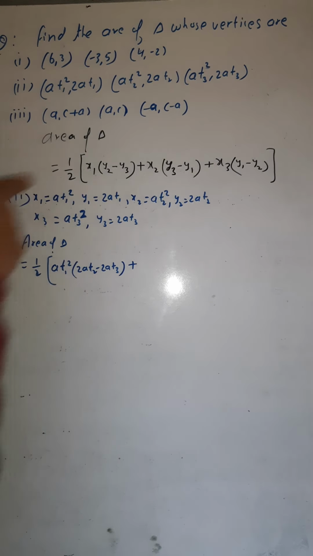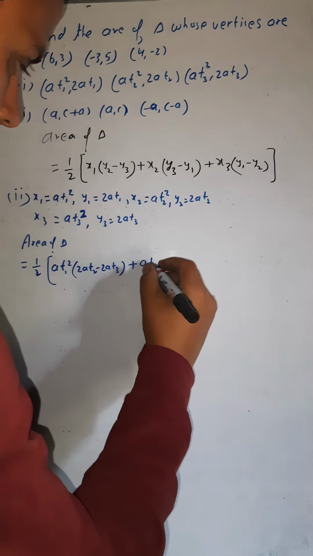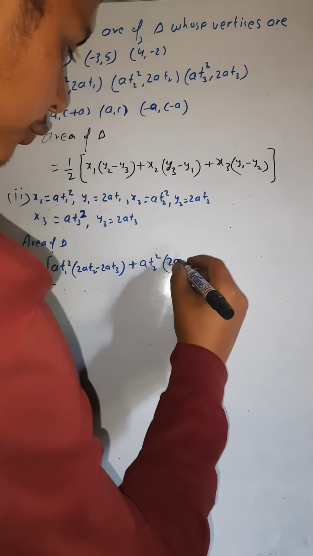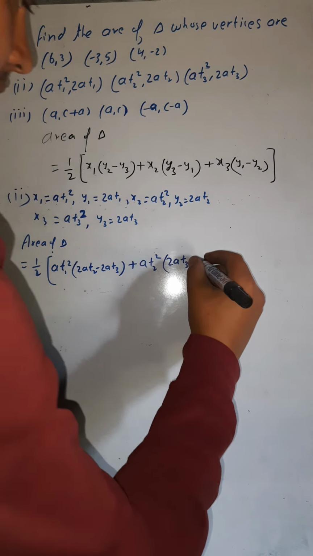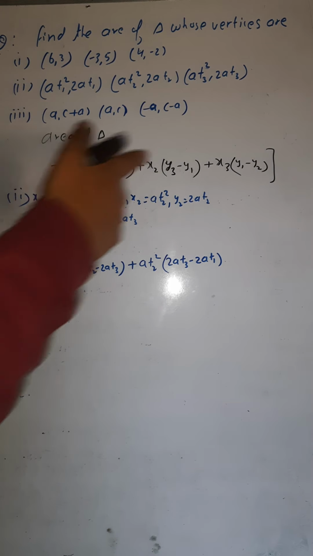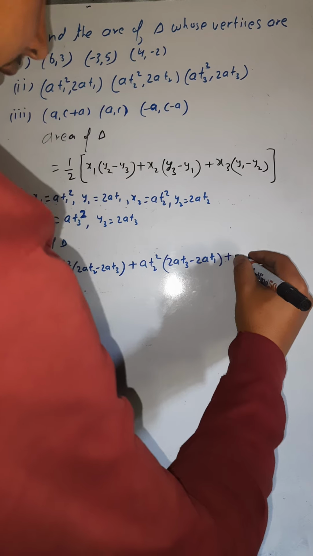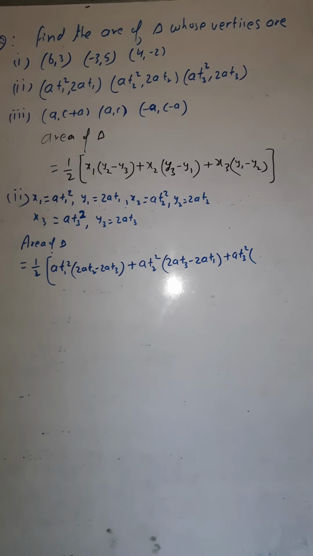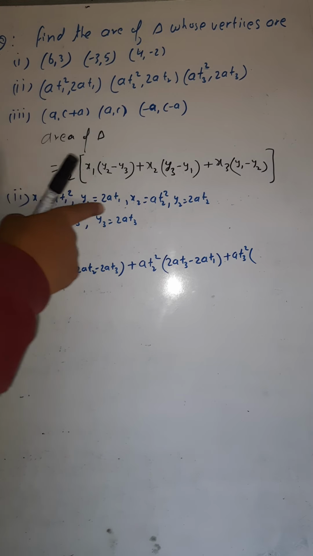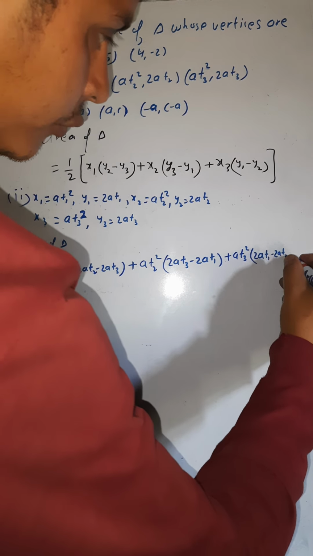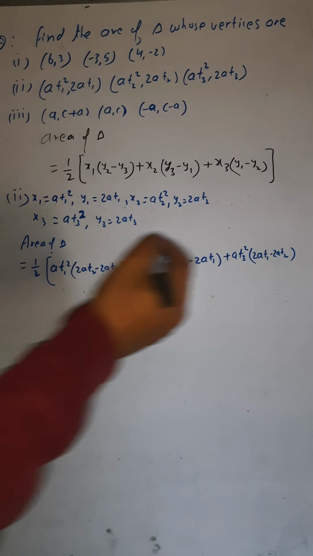Then there is x2. x2 is what? a t2 square. Then inside the bracket would be y3 minus y1. y3 is 2a t3, y1 is 2a t1. These are y3 minus y1. Then you have x3. x3 is what? a t3 square. Inside the bracket, y1 minus y2. 2a t1 minus 2a t2. Okay. So this is how you would write this formula here.